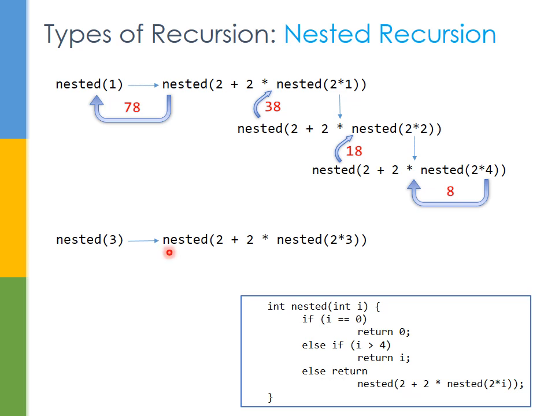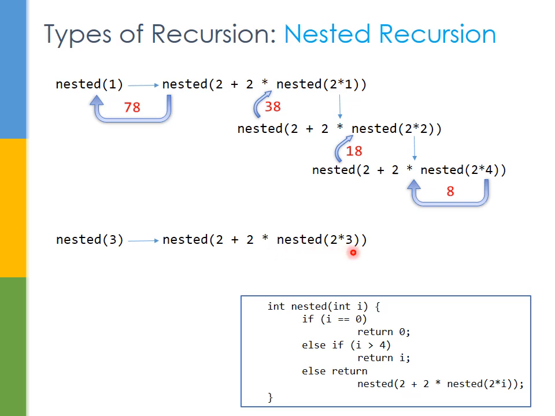So we are then calling nested, and we're passing through a parameter that is computed as 2 plus 2 multiplied by a recursive call to nested, where the parameter is 2 multiplied by I. We saw that the I value that's been passed through is 3, so we're calling nested with the parameter value that is computed as 2 multiplied by 3, in other words, 6. So now we need to determine which one of the cases will then be triggered by this call to nested.